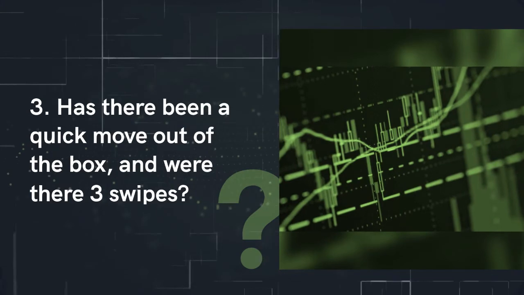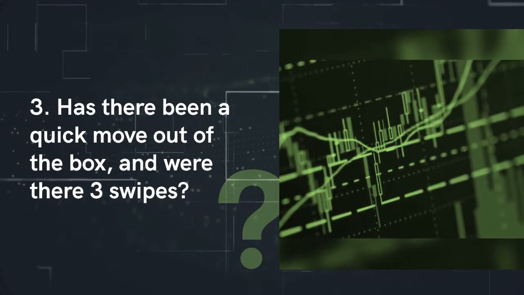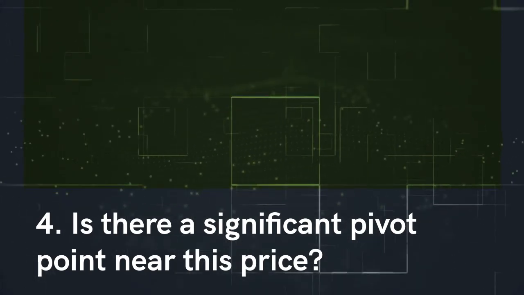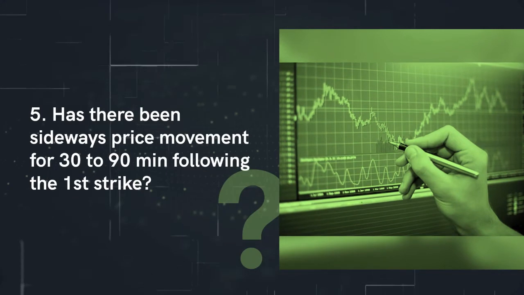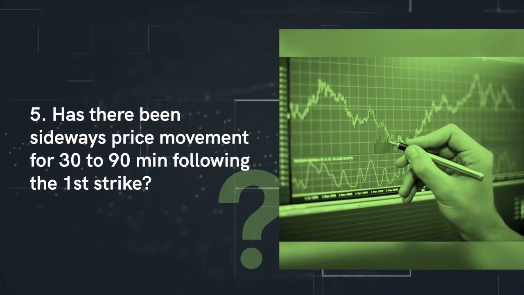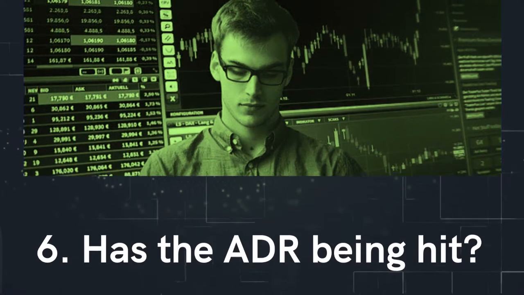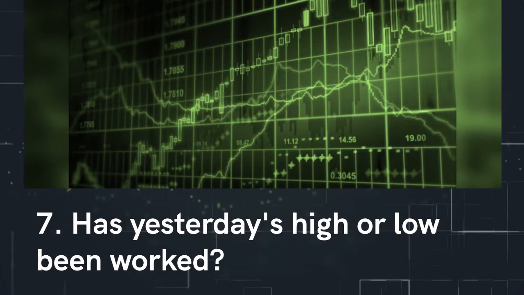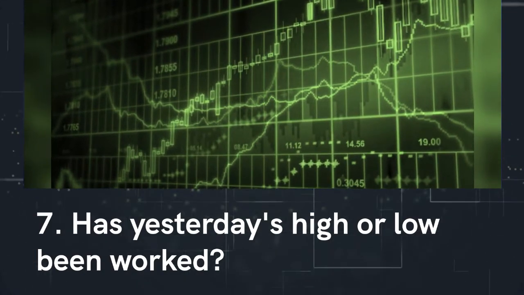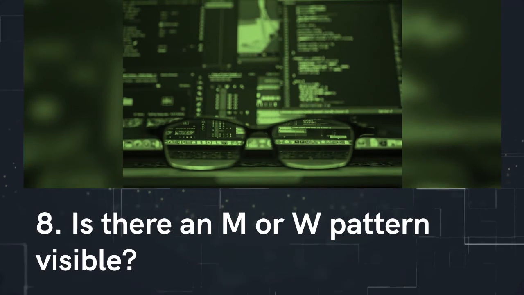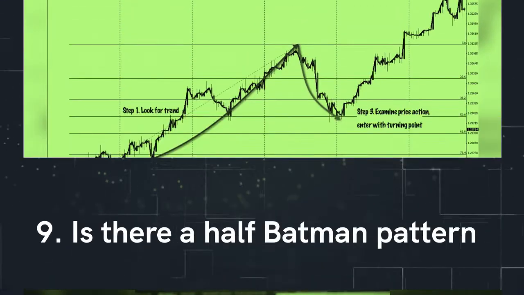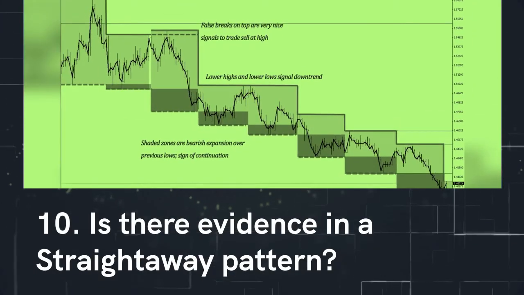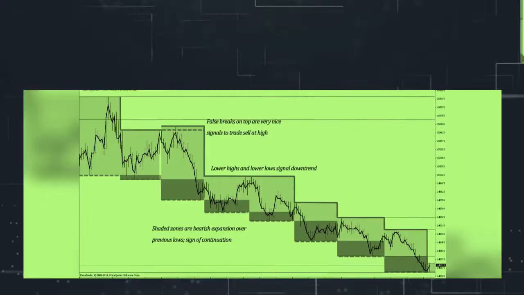3. Has there been a quick move out of the box, and were there 3 swipes? 4. Is there a significant pivot point near this price? 5. Has there been sideways price movement for 30 to 90 minutes following the first strike? 6. Has the ADR been hit? 7. Has yesterday's high or low been worked? 8. Is there an M or W pattern visible? 9. Is there a half Batman pattern visible? 10. Is there evidence of a straightaway pattern?